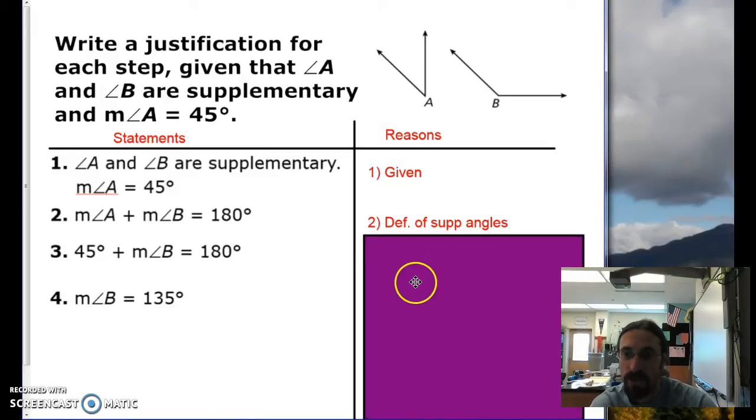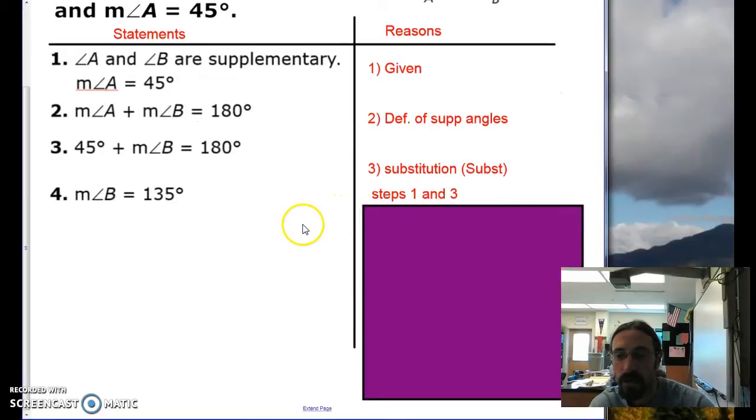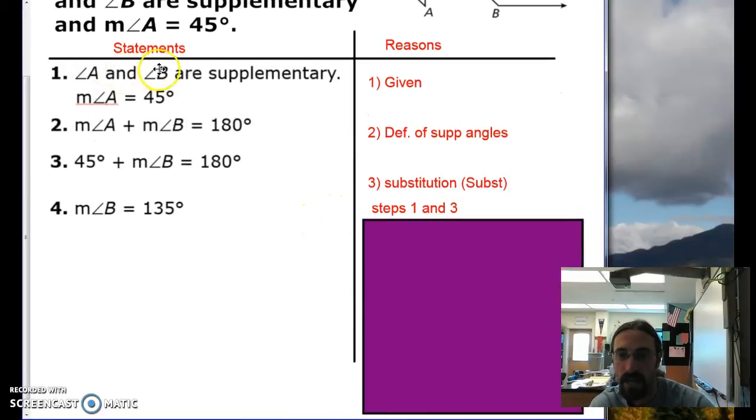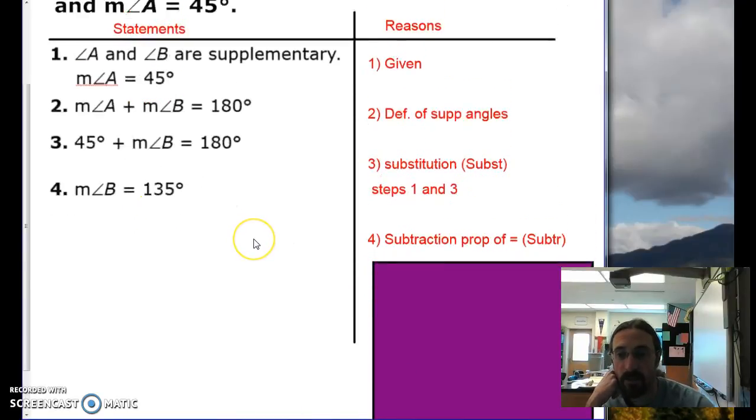All right, so then we are substituting this little given piece of information here. The measure of angle A is 45 degrees. So that is substitution, right? And what we're doing is we're combining steps 1 and 3. We're taking a given from step 1 and we're substituting here from step number 2. Finally, that means the measure of angle B equals 135 degrees, and that's because of the subtraction property of equality.